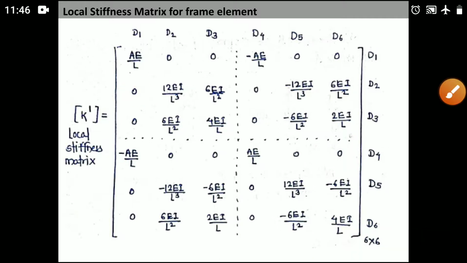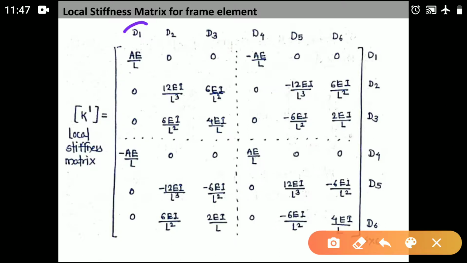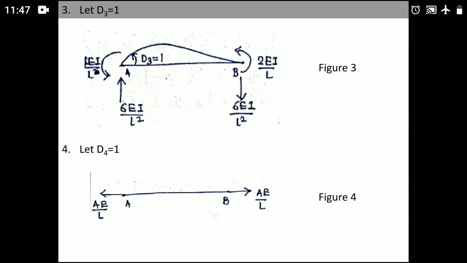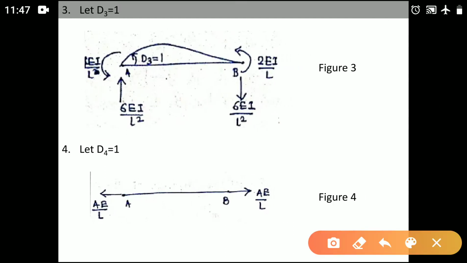Now the third element, that is under the D1 column, D3 row. So for row D3, you have to see the figure of D3 equal to 1, and in that figure you have to see action corresponding to this D1. So let us move to figure number 3. This is the node A. Action corresponding to D1, that should be horizontal force. No horizontal force, therefore that element is written 0 there.